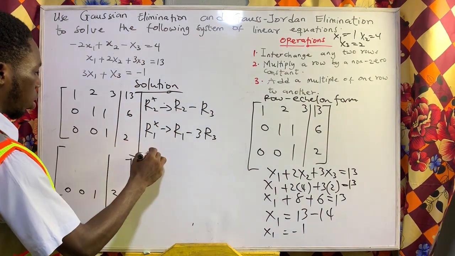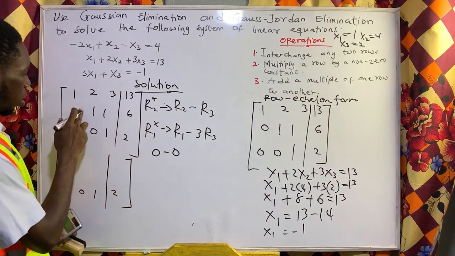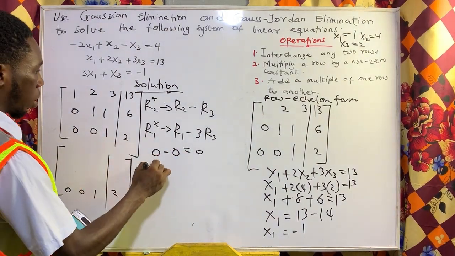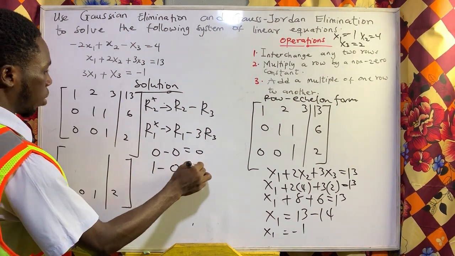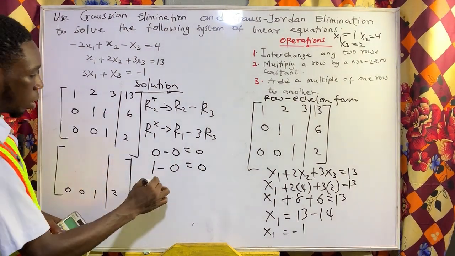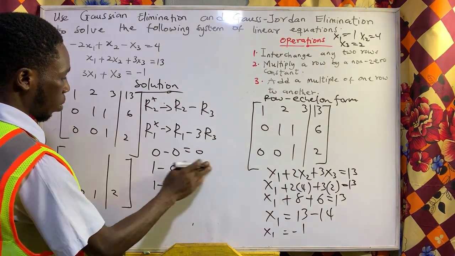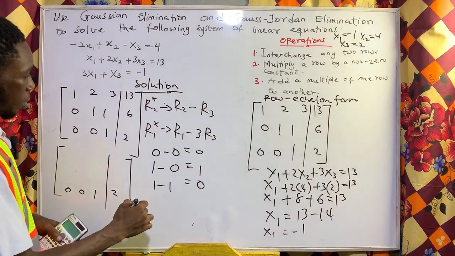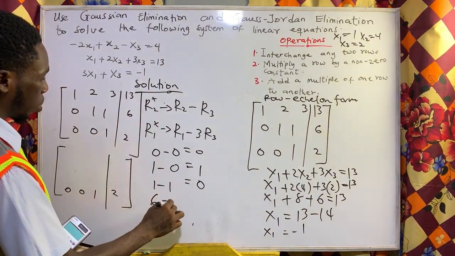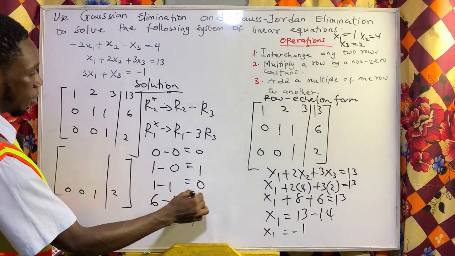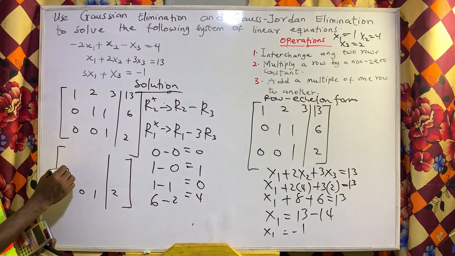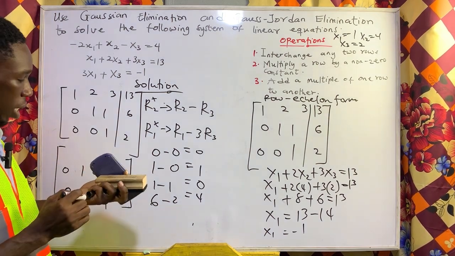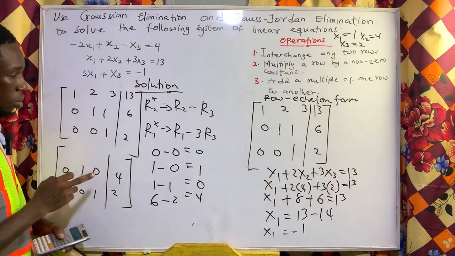Row 3, right? So that's 0 minus 0, which gives us 0. And then the next one will be 1 minus 0, which also gives us 0. The next one will be 1 minus 1, which gives us 0. So 1 minus 0 gives us 1. 1 minus 1 gives us 0. And then we're going to have 6 minus 2, which will give us 4. So we're going to have 0, 1, 0, 4. Okay, that's for the new row 2.